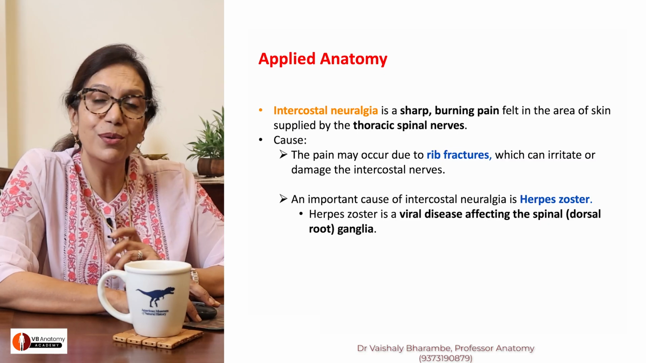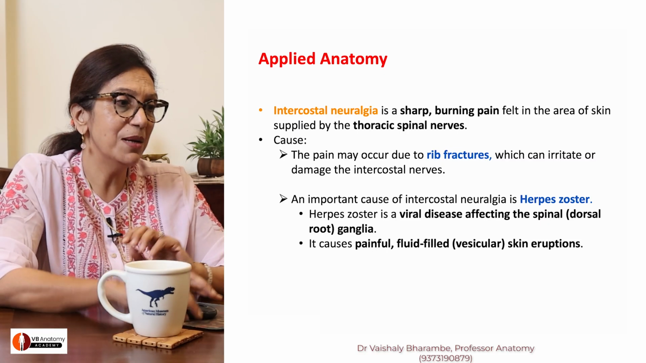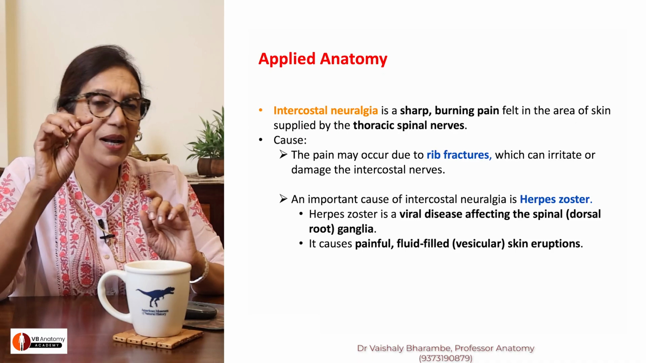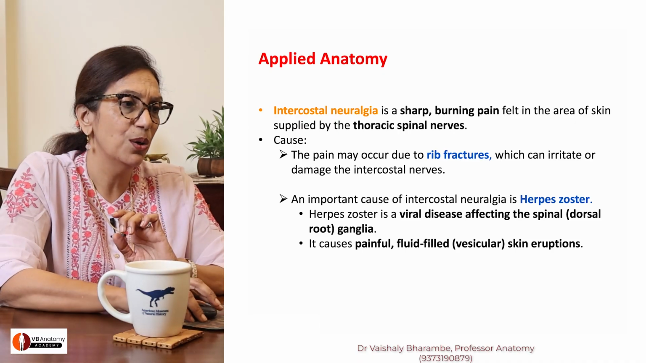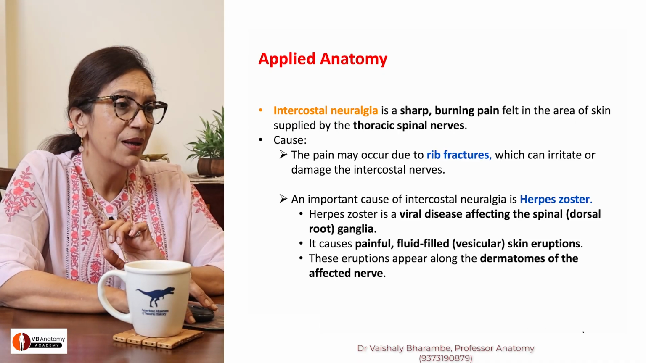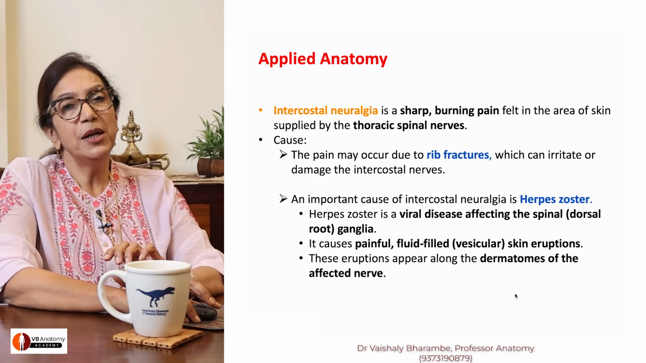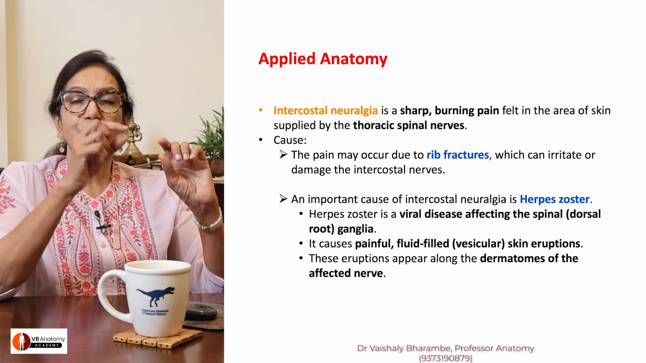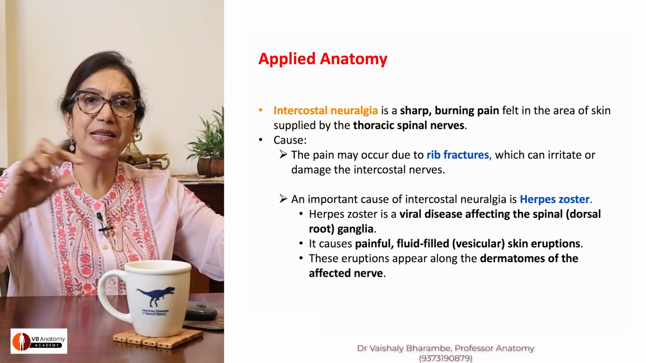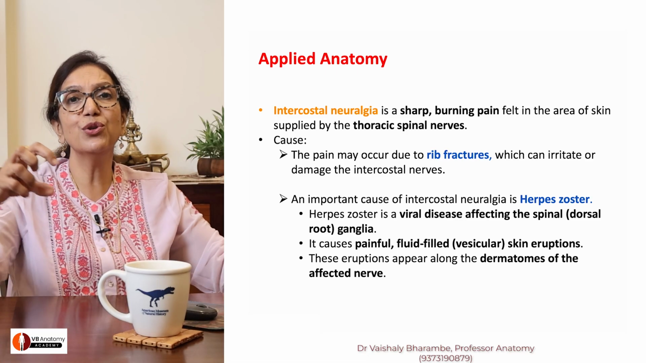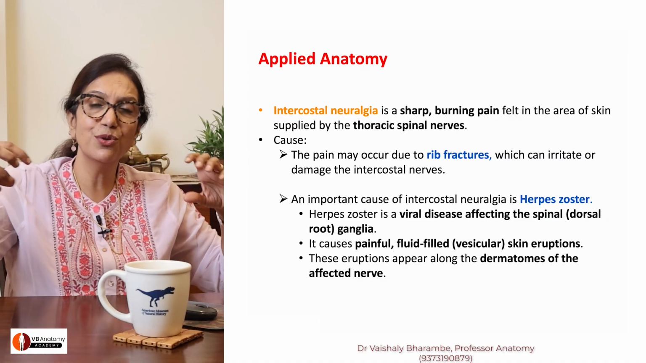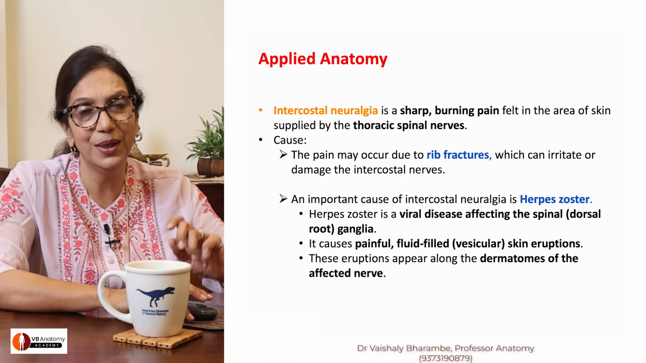So what do you see in herpes zoster? You see painful fluid-filled skin eruptions, vesicular. And these eruptions appear along the dermatome of that nerve. So, along that nerve, you will see the eruptions, and that's why people used to think of a snake, because it used to wind around the patient's chest wall.